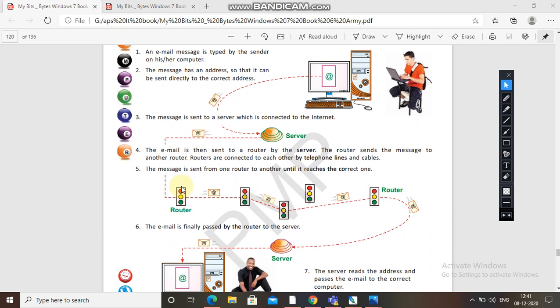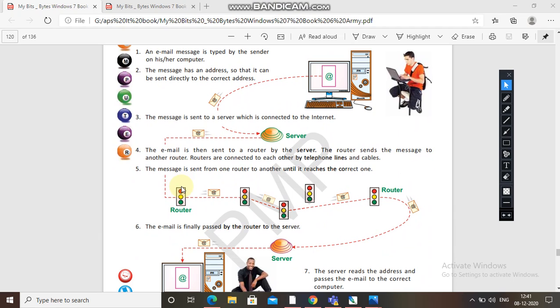Now, how email travels. The email message is typed by the sender on his or her computer. The message has an address so that it can be sent directly to the correct address. The message is sent to a server which is connected to the internet. The email is then sent to a router by the server. The router sends the message to another router.